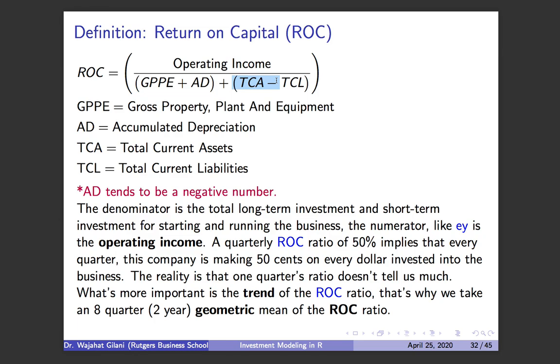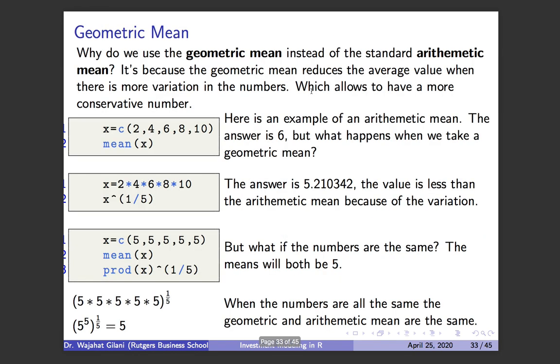All right, but it's a great place to start. Now, why geometric mean versus an arithmetic mean? First of all, what is a geometric mean? Everybody knows what an arithmetic mean is. That's your standard mean. You all know how to calculate it. If you don't know how to calculate it, we've got bigger problems. But what's a geometric mean?